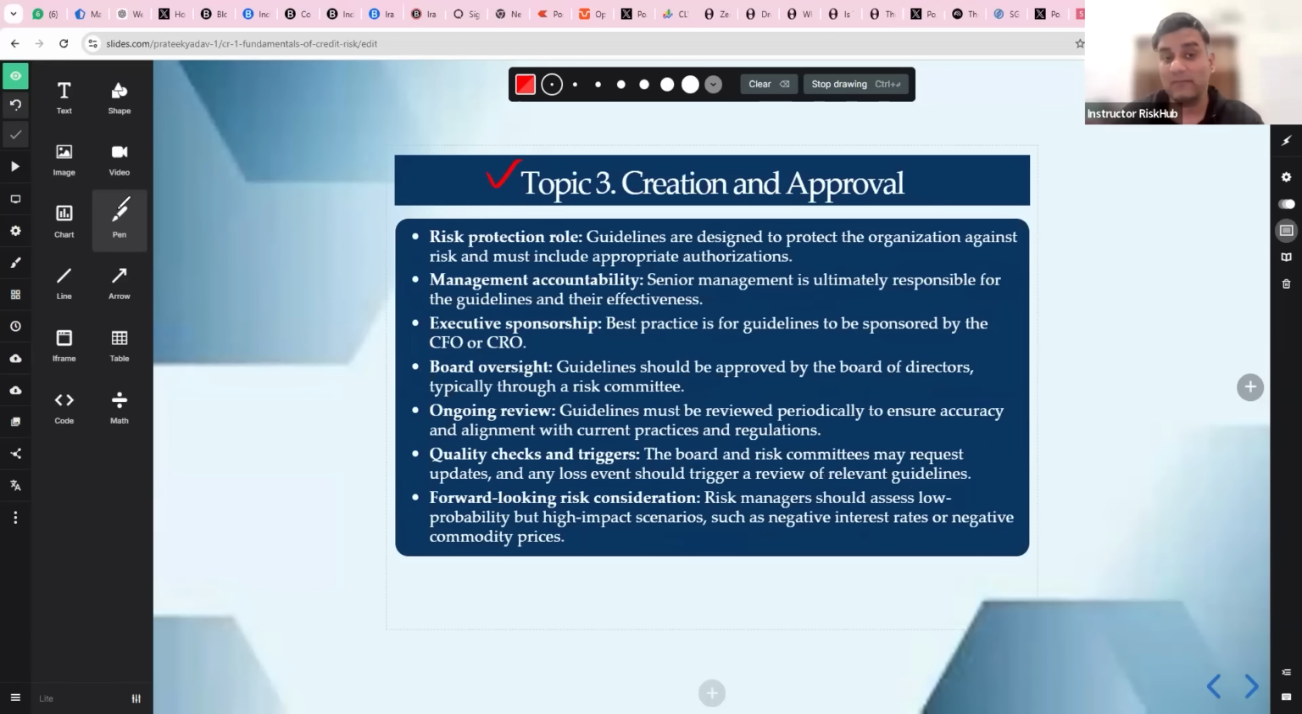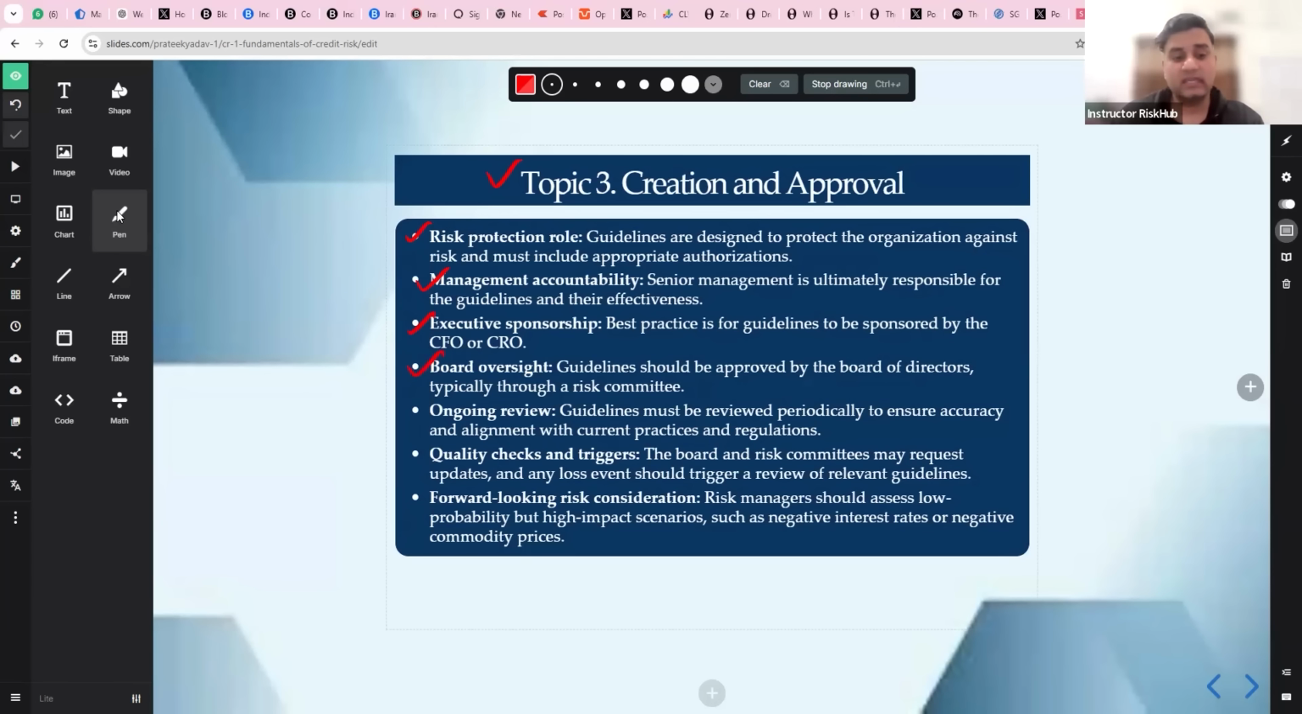Then you need to have management accountability. Senior management is responsible. This prevents blame shifting. This removes the excuse that the model did it or the analyst made an error. Accountability flows upward. This connects to risk governance failures in 2008, rogue trader events. Then we look at your executive sponsorship, best practices, CFO or CRO sponsored. Why? Because the CFO understands the capital impact, the CRO understands the risk structure. This ensures policy is strategic.